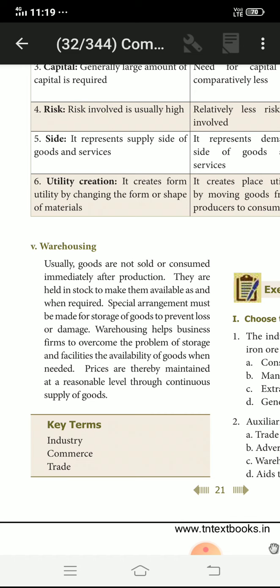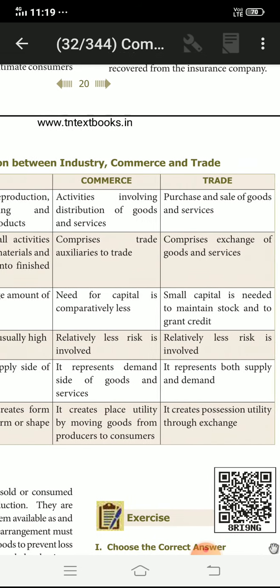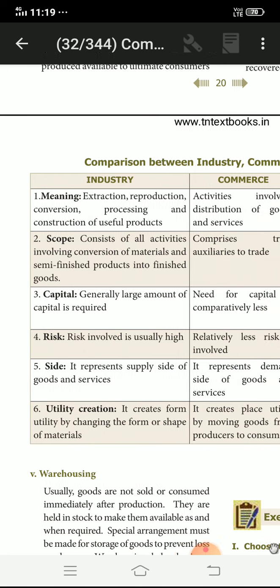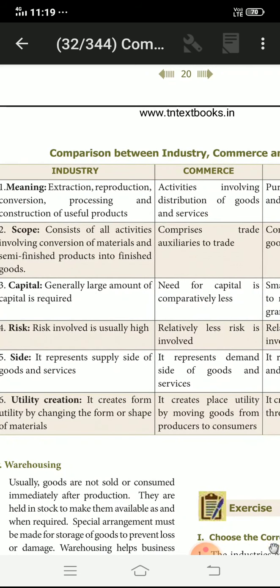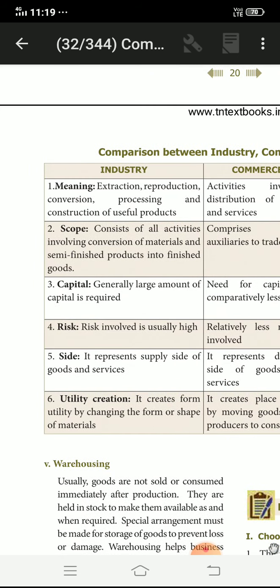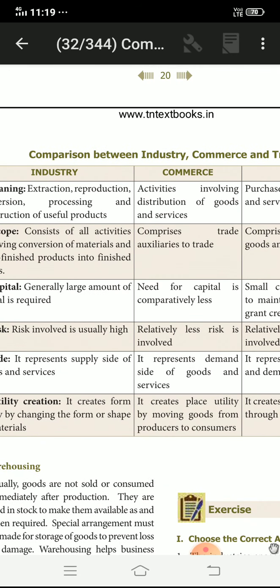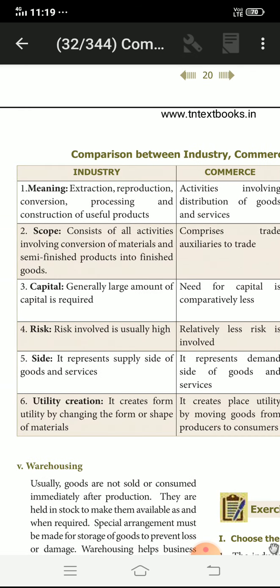So this is warehousing. Now let us move on to the comparison between industry, commerce and trade, and there are 6 points. We have already seen the meaning, so you already know what is industry, what is commerce and what is trade. Let us recall what industry is: extraction, reproduction, conversion, processing and construction of useful products. They involve manufacturing, production, conversion, processing, analyzing. All these come under the industrial category.